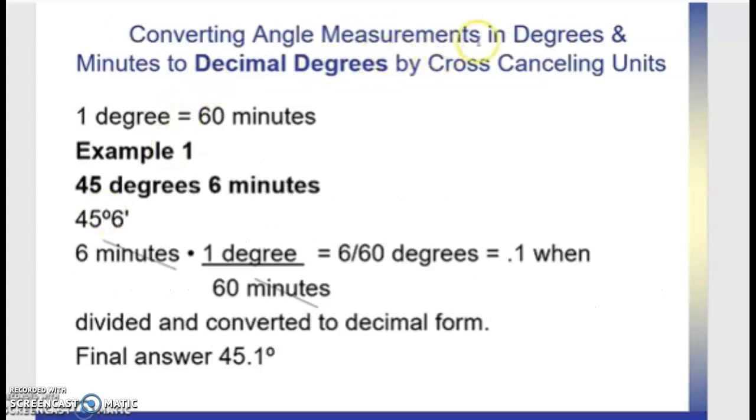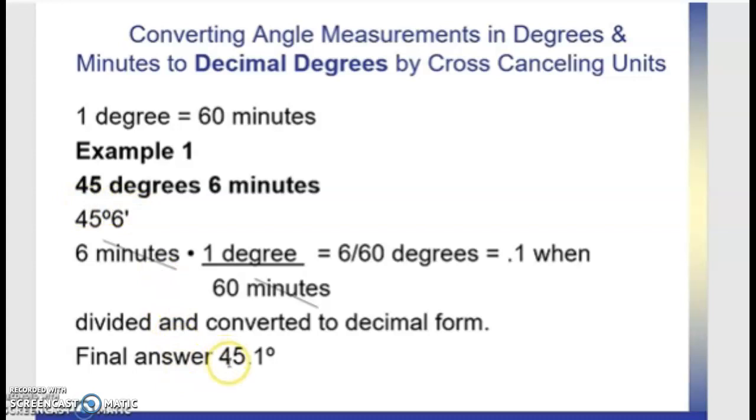Converting angle measurements in degrees and minutes to decimal degrees by cross-canceling units. As a reminder, of course, 1 degree equals 60 minutes. Example, we are given 45 degrees and 6 minutes. We're asked to express this entire amount in decimal degrees by canceling units.